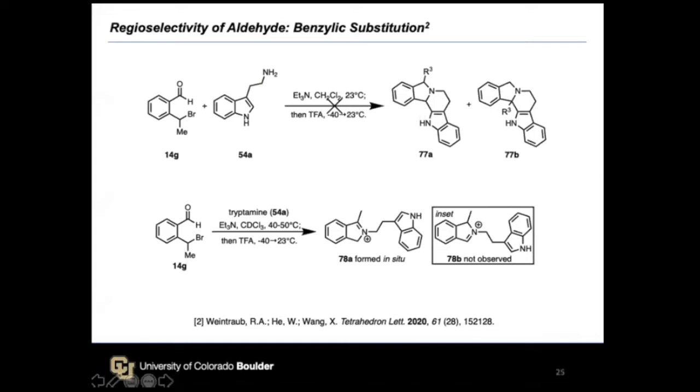We weren't able to get aldehydes with substituents at the benzylic position to cyclize, which we suspected was probably due to sterics. So we decided to use them to probe the regioselectivity of isoindolium formation. We found that only the more stable, more substituted isoindolium, 78A, was observed via proton NMR. And this confirmed our suspicions about the steric hindrance.